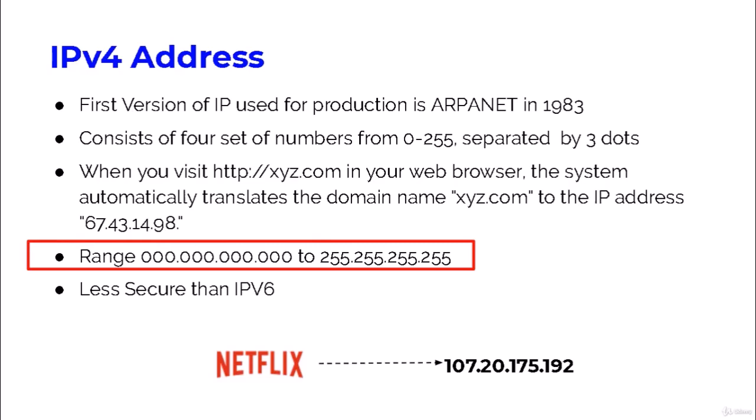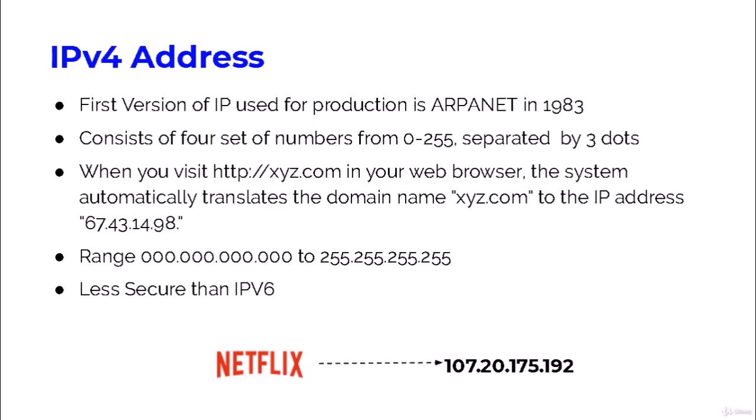The range of IPv4 address is from 0.0.0.0 to 255.255.255.255. Now why is it 255? There are 8 bits and the maximum number of values in 8 bits is 256, 2 to the power 8. Therefore, 256 different values are available in a single octet, which means 0 to 255. Obviously, IPv4 address is less secure than IPv6.